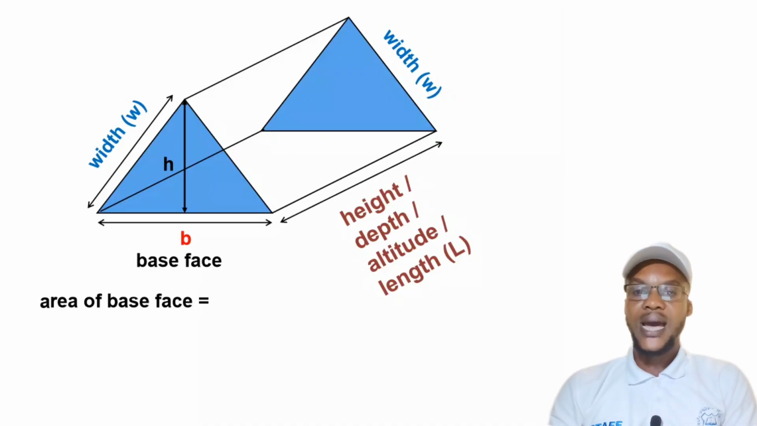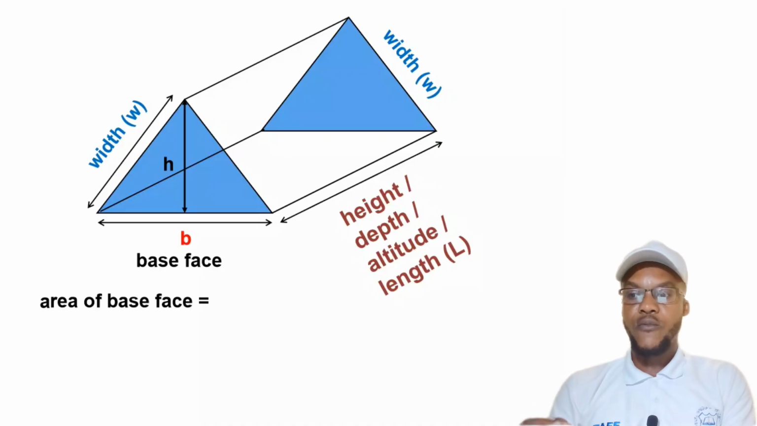So a triangle that has a height and a base length, it's easy to find the area. It's just a matter of finding half of the product of the height of the base by the base length of the base face. Yes, we all know that.